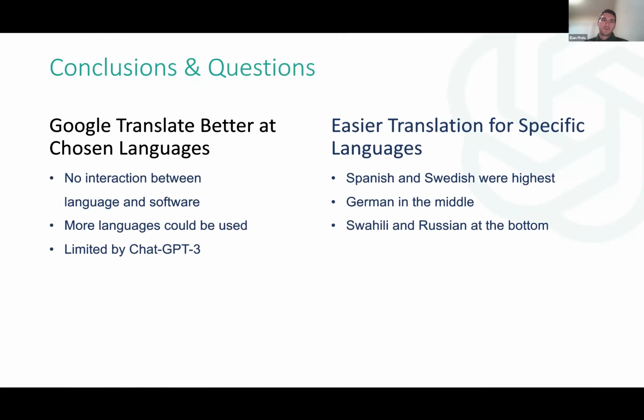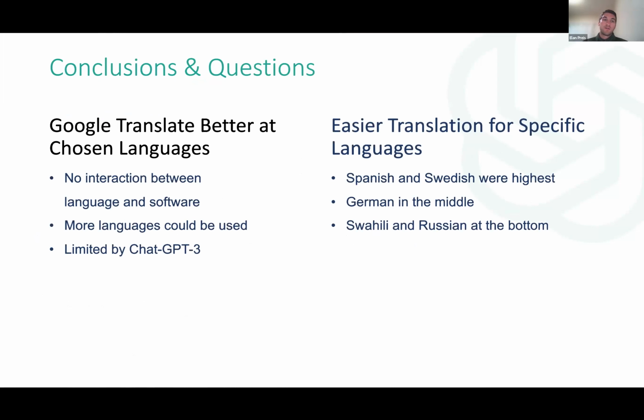In conclusion, there's no interaction between language and software. Google Translate was a better translation software for the chosen languages. The Spanish and Swedish translations scored highest, German was in the middle, and then Swahili and Russian scored lower.